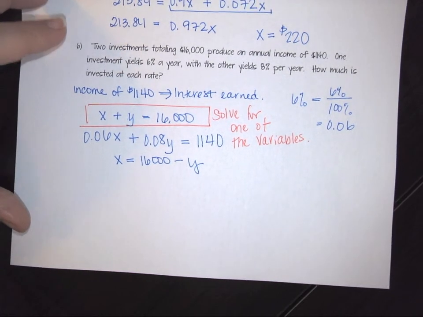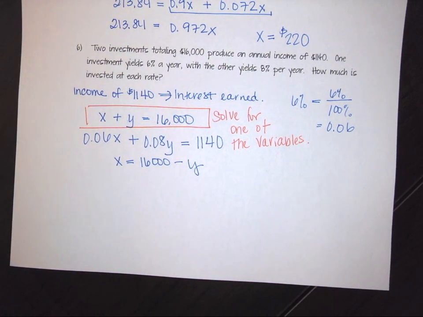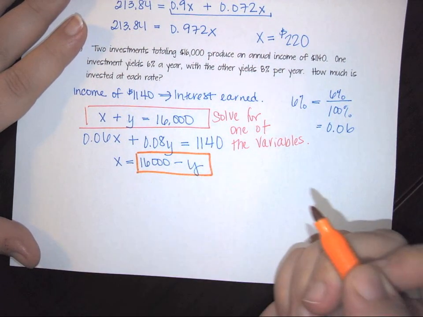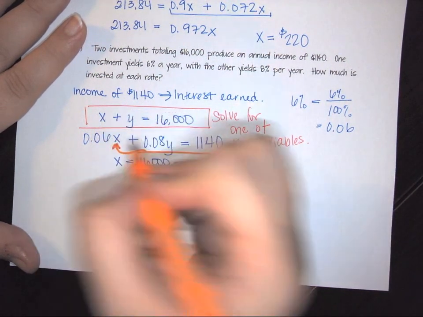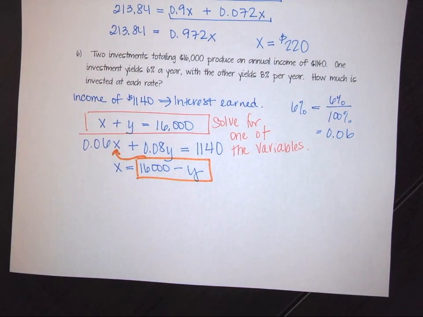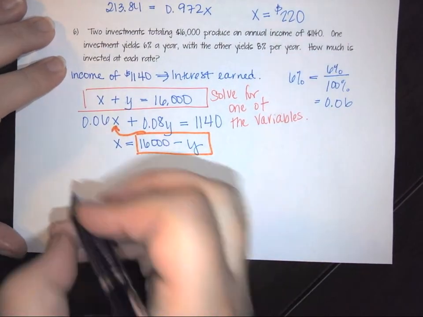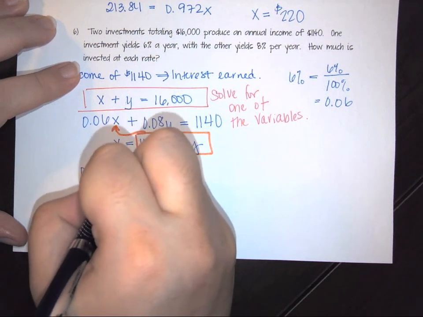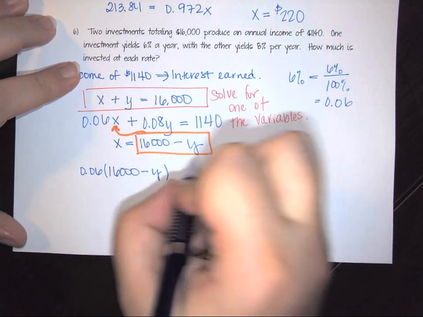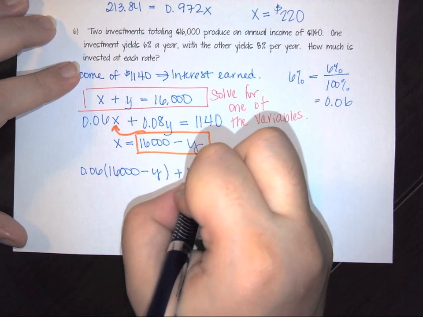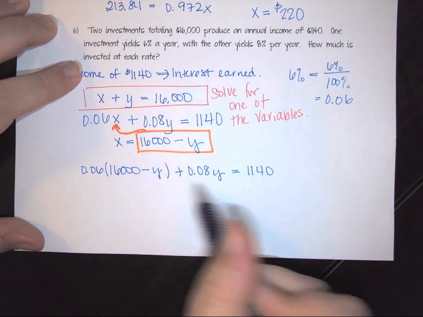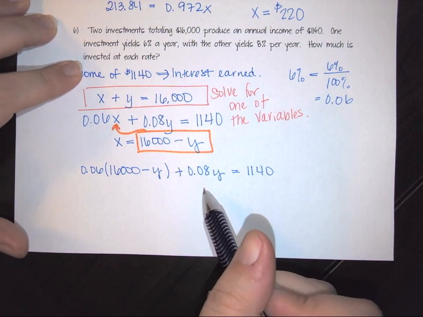Now, the other thing that I would then do is take this part of the equation, and since this is what x equals, I can substitute it into my x value. It takes a two variable equation down to one variable. So this becomes 0.06 times (16,000 minus y) plus 0.08y equals 1,140. I only have one variable, so now I can go ahead and solve.